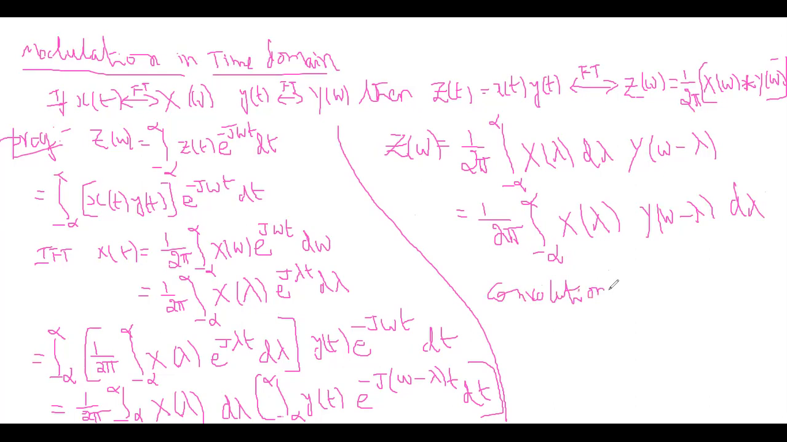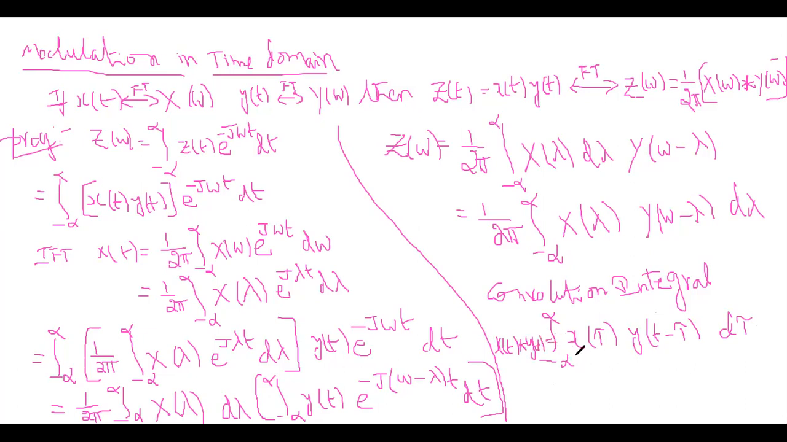Convolution integral formula. We have already seen this formula in the convolution in time domain property. The integral from minus infinity to infinity of x of tau y of t minus tau d tau is the convolution of x of t with y of t.